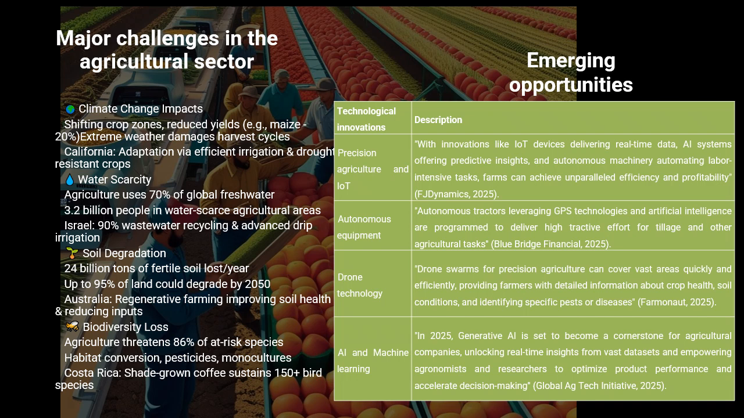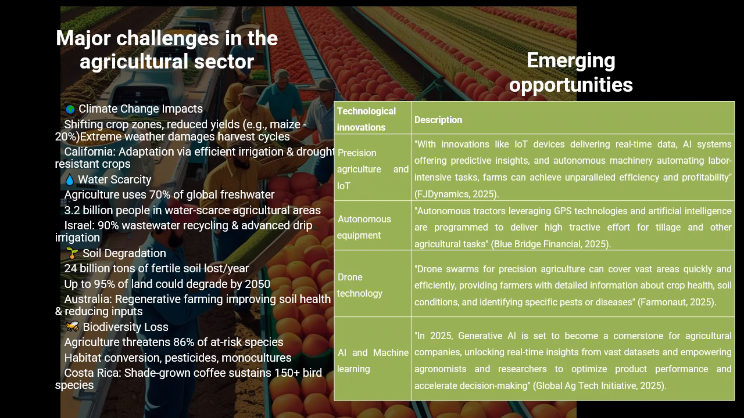Water scarcity is critical, with agriculture using 70% of global freshwater, while 3.2 billion people live in water-scarce agricultural areas. Israel leads in addressing this through 90% wastewater recycling and advanced drip irrigation technologies.